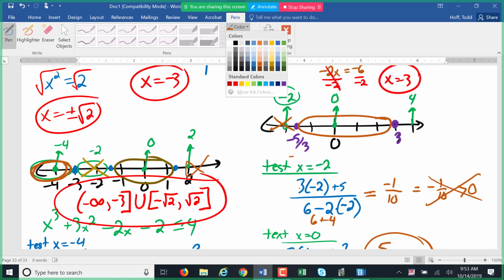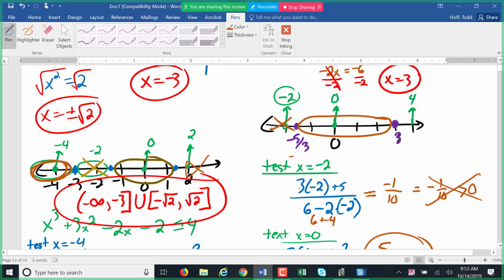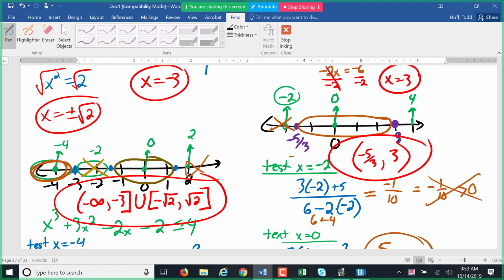So our interval here, this was strictly greater than, so it's going to be open-ended. So round brackets, -5/3 to 3 is my interval. I realize there are a lot of steps in those, so be patient with them. It took us over 20 minutes just to do 2 of them here working together. So these are ones to be very patient on.